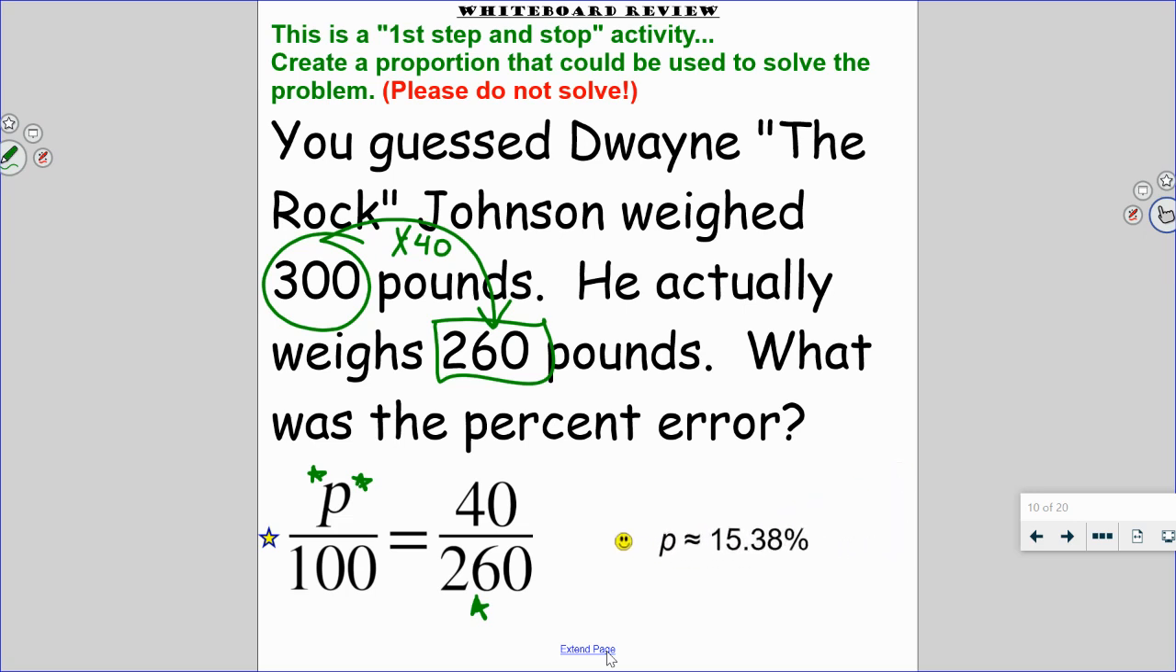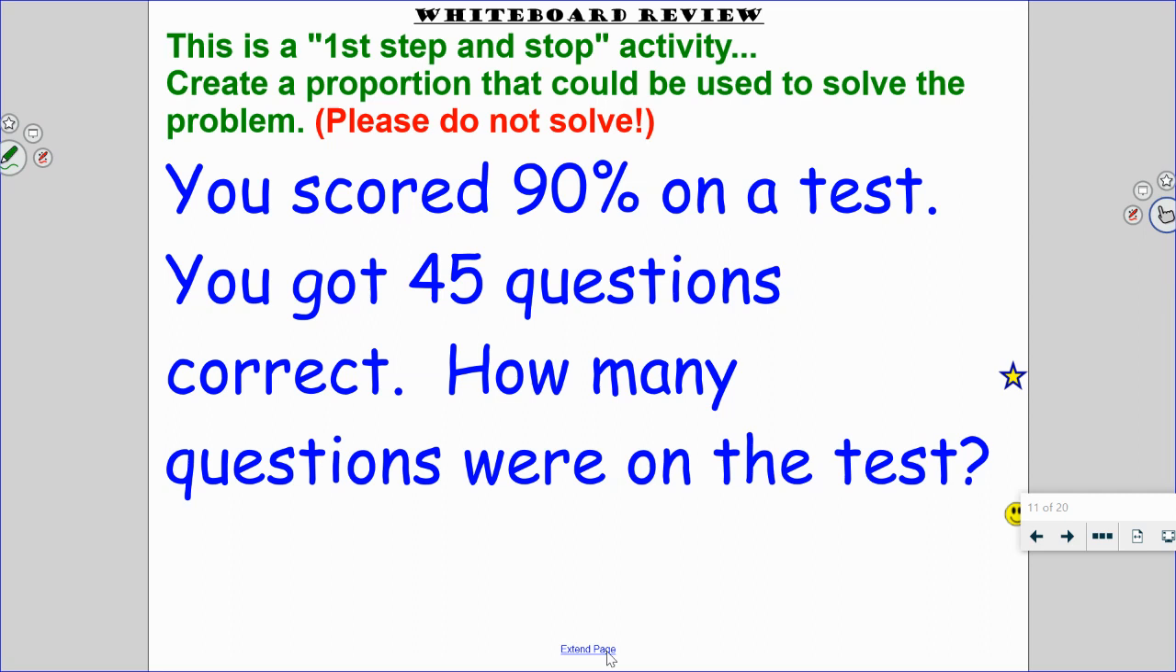15 and 38 hundredths percent too high. Pause, come on back when you're ready.